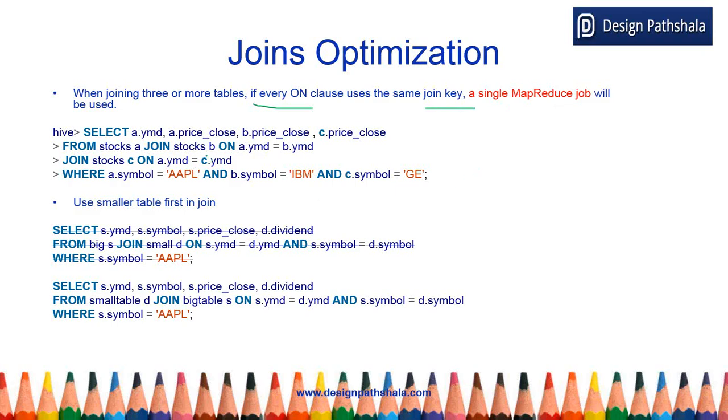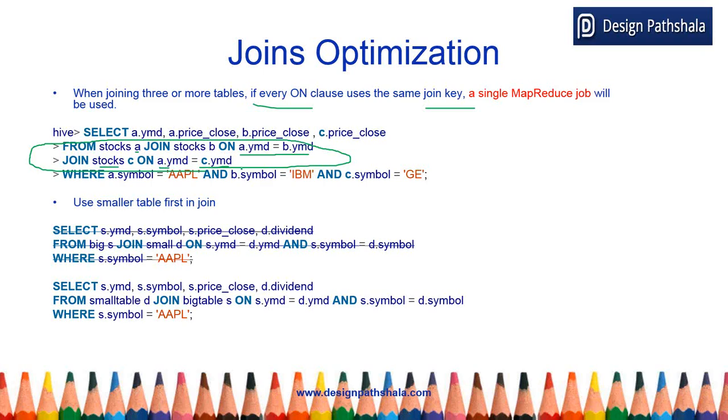So when I say join tables A and B on A.year month date equals B.year month date, and join C on A.year month date equals C.year month date, in that case a single mapper can do all your work. So a single MapReduce flow would be created. If the joins were on different keys, then different MapReduce jobs would be created. So if possible in your query, if you use the same on clause, you can reduce your whole MapReduce flow.